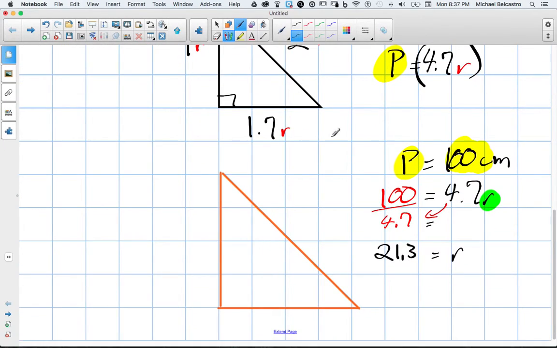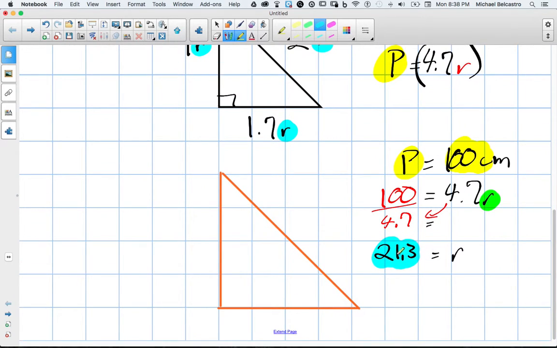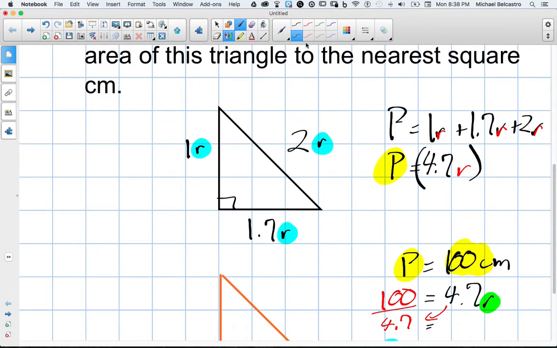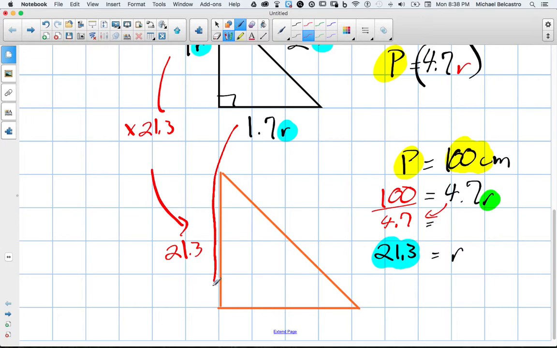Okay, so this r value is important. I'm going to highlight it in blue here. Because what that means is I can replace each of the r's in these ratios with the value of 21.3 to find out what this triangle's measurements are. So in other words, we're taking this side, multiplying it by 21.3 to get this side length. Well, this one's a really easy one. 1 times 21.3, 21.3.